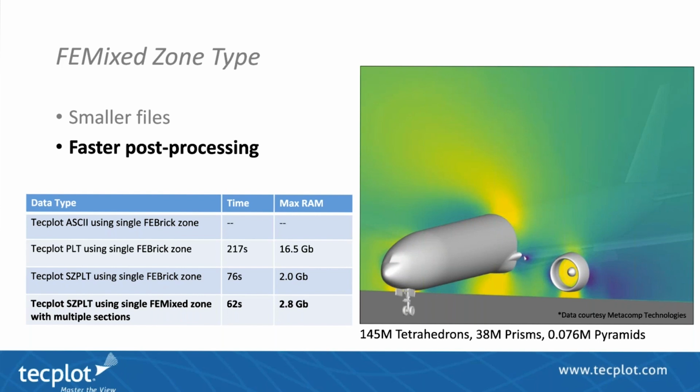With FEMixed zones, it's faster yet, 62 seconds, and it's a little bit larger, 2.8 gigabytes. Next slide, please.